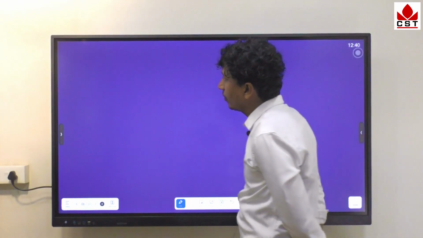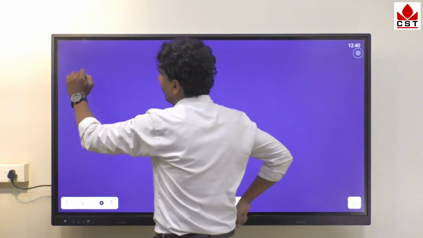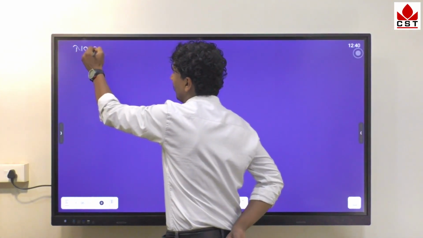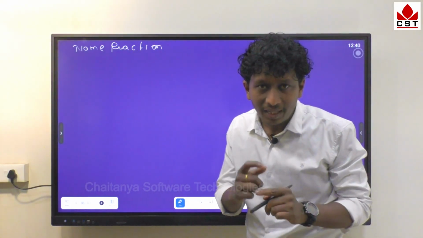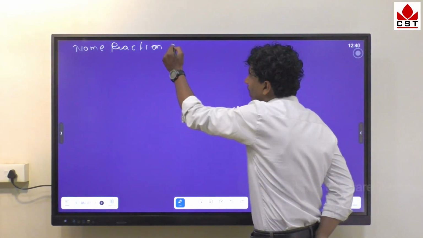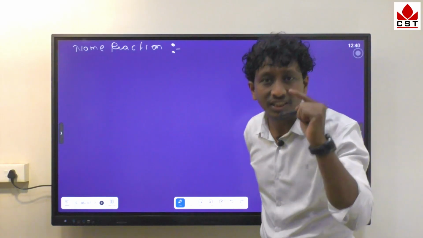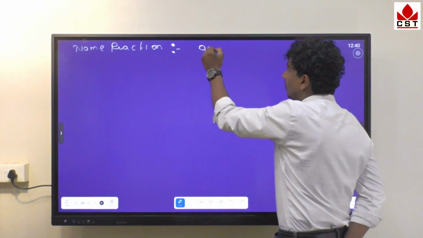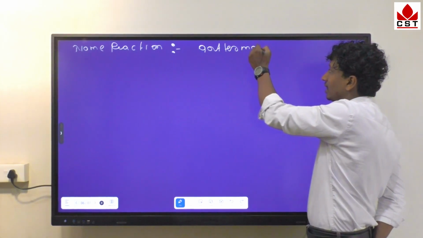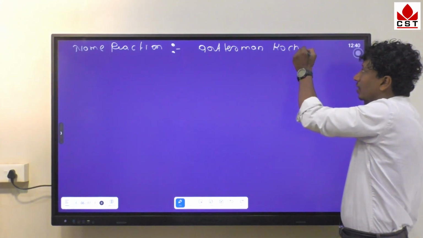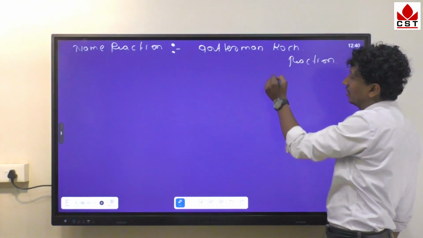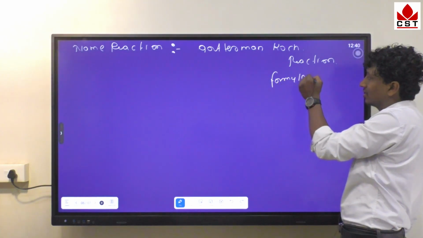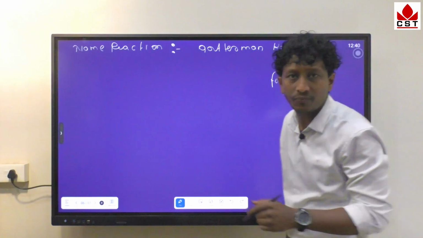Okay, another name reaction for the preparation of aldehyde, the aromatic aldehyde. In this reaction, there is a preparation of aromatic aldehyde by the name reaction, and it is a very, very important name reaction. Such a name reaction is called Gattermann-Koch formylation. So in the reaction, why is it called formylation?